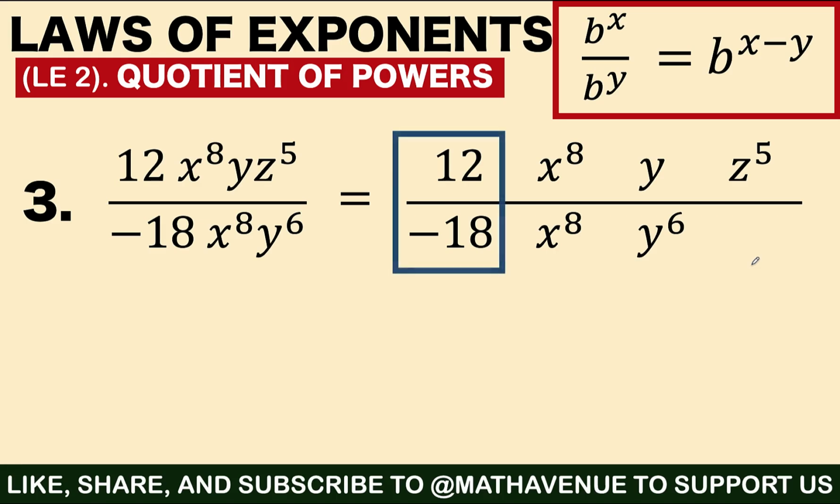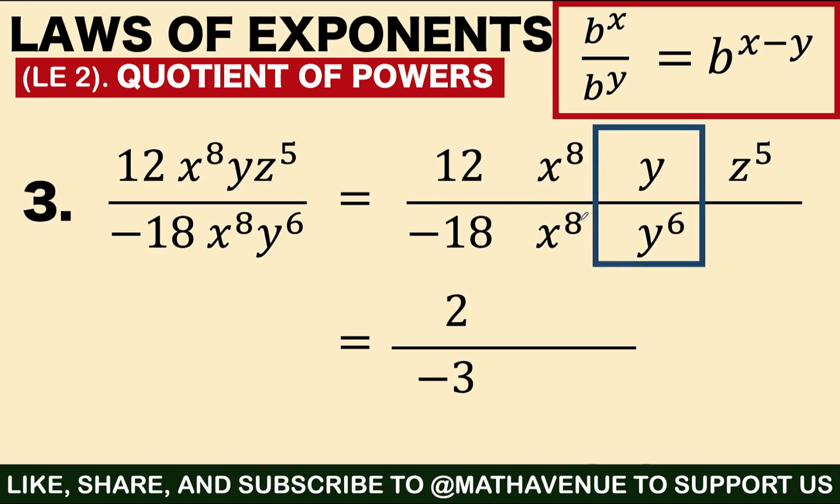Then, the lowest term of 12 over negative 18 is 2 over negative 3. This x to the 8 divided by x to the 8 can be cancelled out. When you subtract 8 minus 8, that becomes 0, but any number raised to 0 is 1. And when you multiply 1 times all these other factors, it will not affect the product. So we just cancel it out.